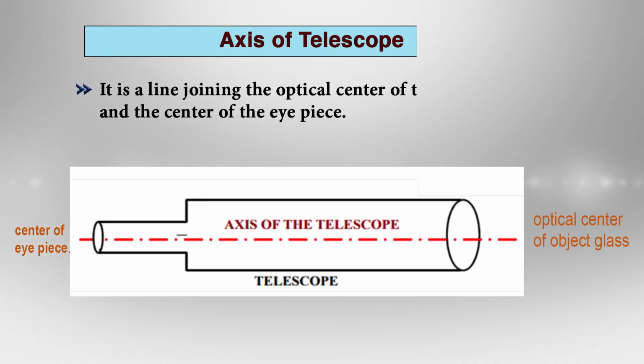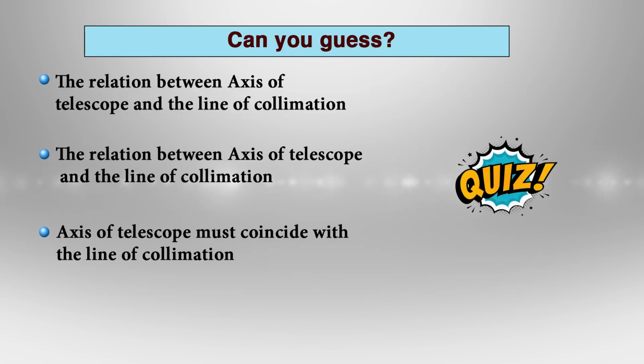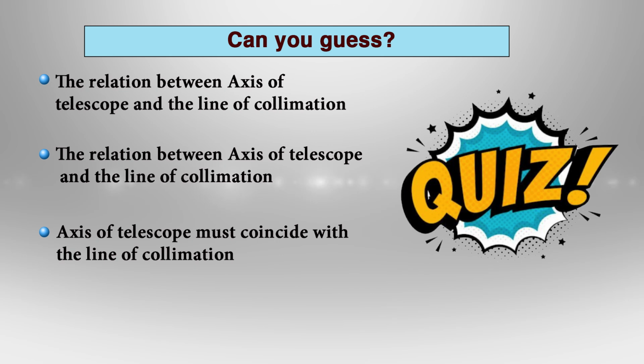Now, extending the same concept, let us look into the other definition of axis of telescope. Axis of telescope is a line joining the optical center of the object glass and the center of the eyepiece. Can you guess the relation between these two lines, axis of telescope and line of collimation? Yes, the axis of telescope and the line of sight or the line of collimation must coincide with each other.